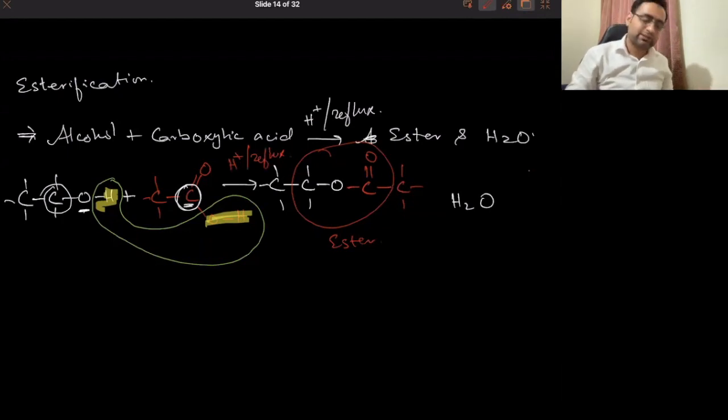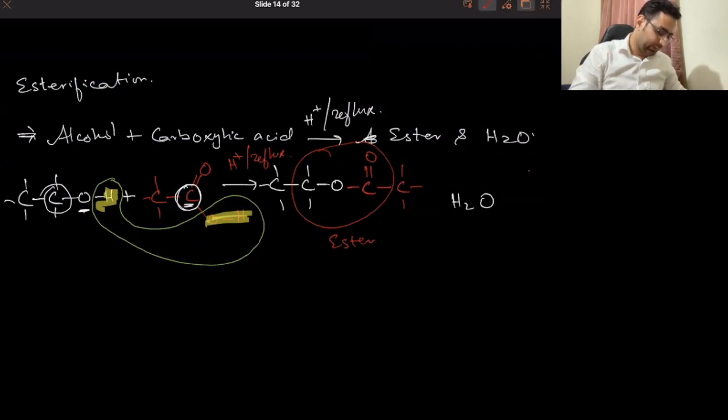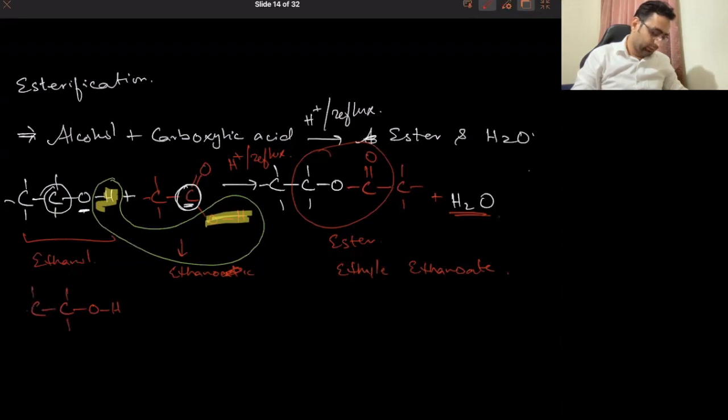So how can we give a name to this ester? First of all, you will give the name of the alcoholic part and then the carboxylic acid. So the alcoholic part is your ethanol. This ethanol will be given as ethyl, and ethanoic acid is given as ethanoate. So this is going to be ethyl ethanoate. So this is the name of this ester. Plus water is a byproduct.